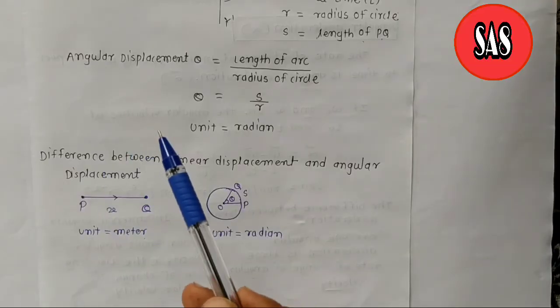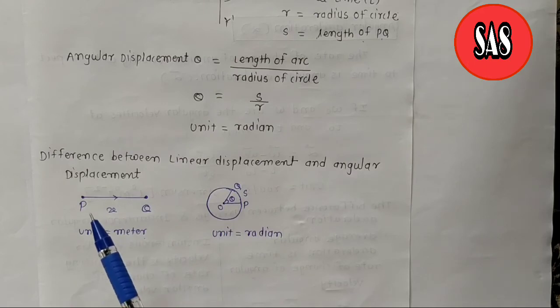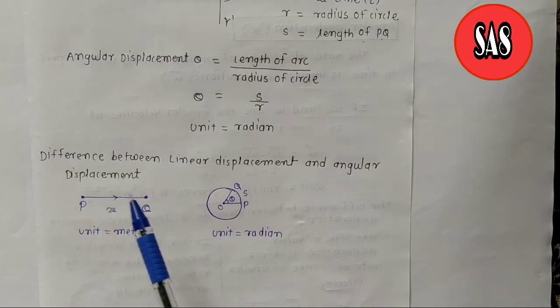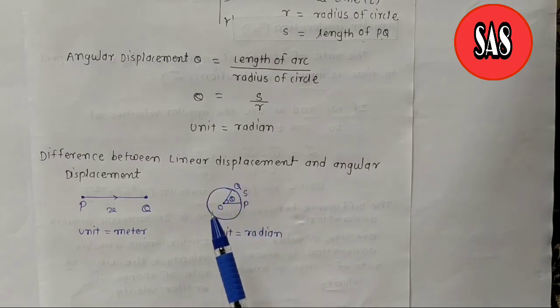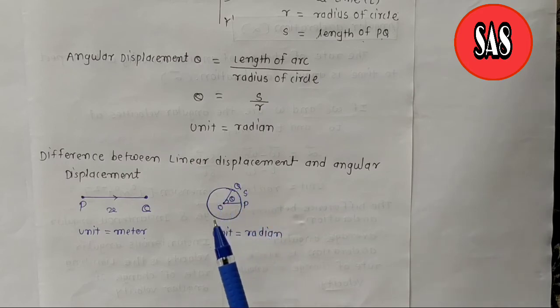The difference between linear displacement and angular displacement is that in linear displacement the particle moves along a straight line, and in angular displacement the particle moves along the circumference of a circle. The unit of linear displacement is the meter and of angular displacement is the radian.